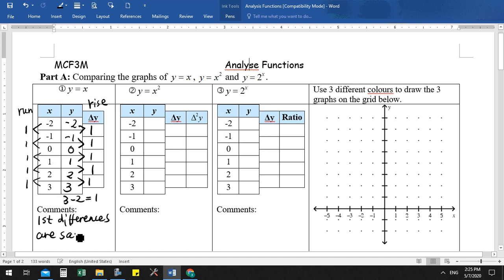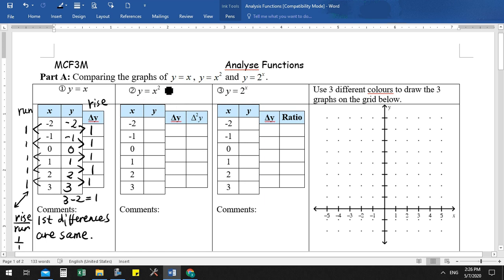In other words, it means the rise over run for all the 2 points will give you rise 1 over run 1, so the slope is 1. They have the same slope, so it will give you a straight line. So that is for the first, linear equation. The second one is quadratic.